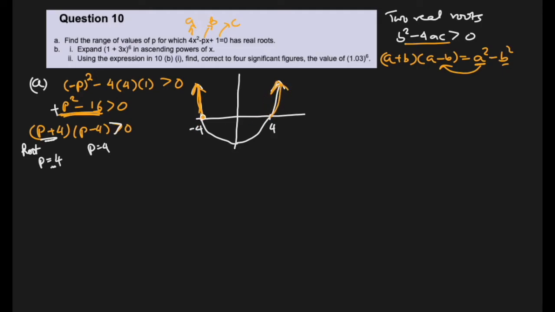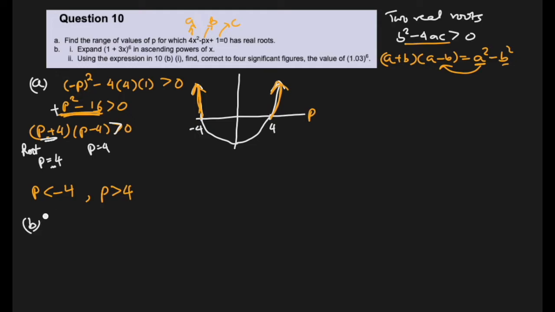And that is because we have to write answer in p. They said range of values of p. So we have to give answer in terms of p. This is p axis. So it is positive when p is less than negative 4. And it is also positive when p is greater than 4. These are the range of values of p. Let's talk about b.